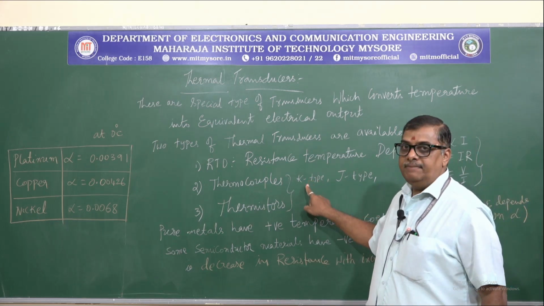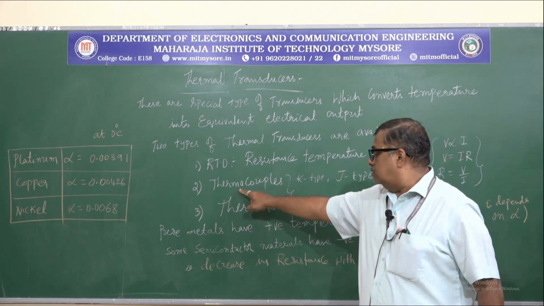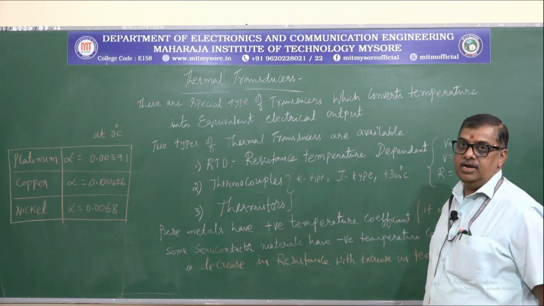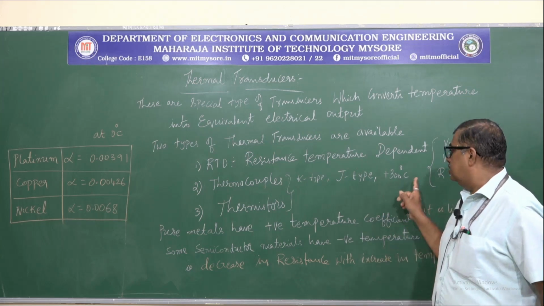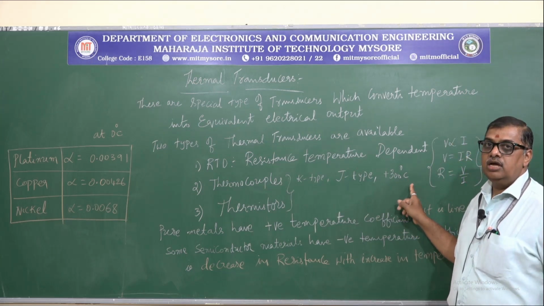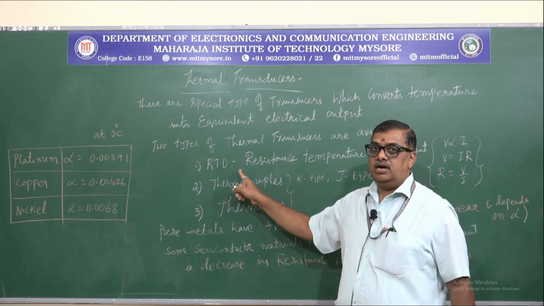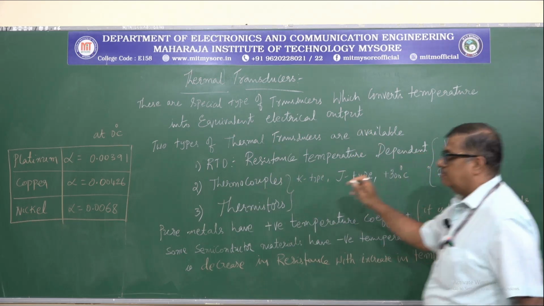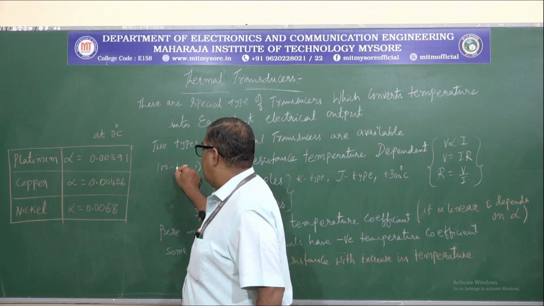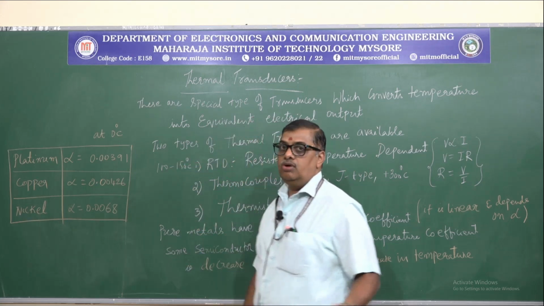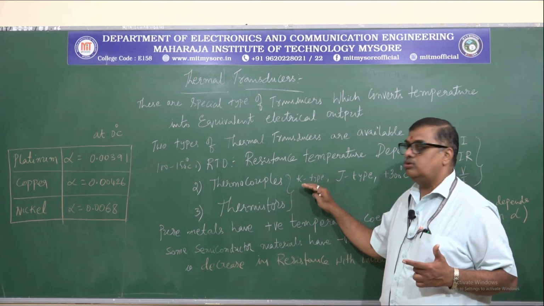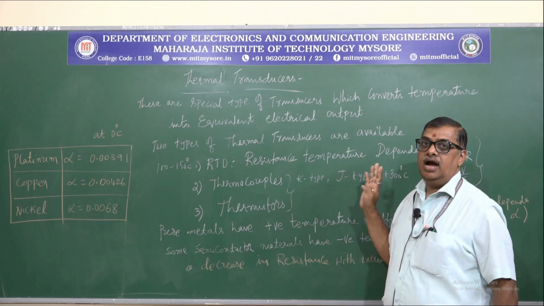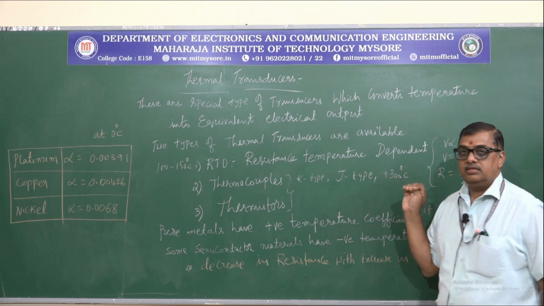The maximum temperature which we can measure using a thermocouple is plus 300 degrees. We can go up to 300 degrees for measuring. Whereas RTDs cannot measure high temperature. The maximum temperature that can be measured from an RTD is around 100 to 150 degrees centigrade. When you want to measure high temperature, we have to use either thermocouples or thermistors, because they can withstand high temperature. So this is about the thermal transducers.